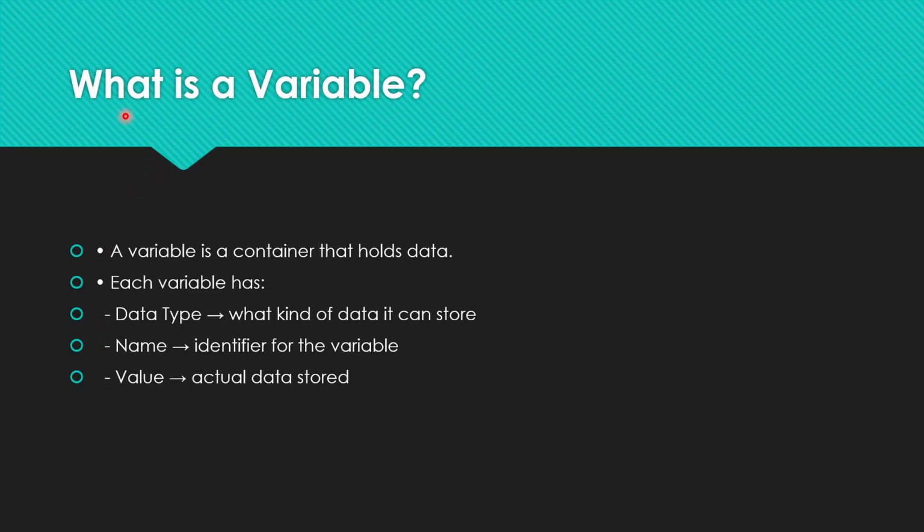What is a Java variable, or what is a variable? A variable is a container that holds data. It is like a box which stores the data. Each variable has a data type, which is what kind of data it can store; a name, the identifier for the variable; and a value, the actual data stored.